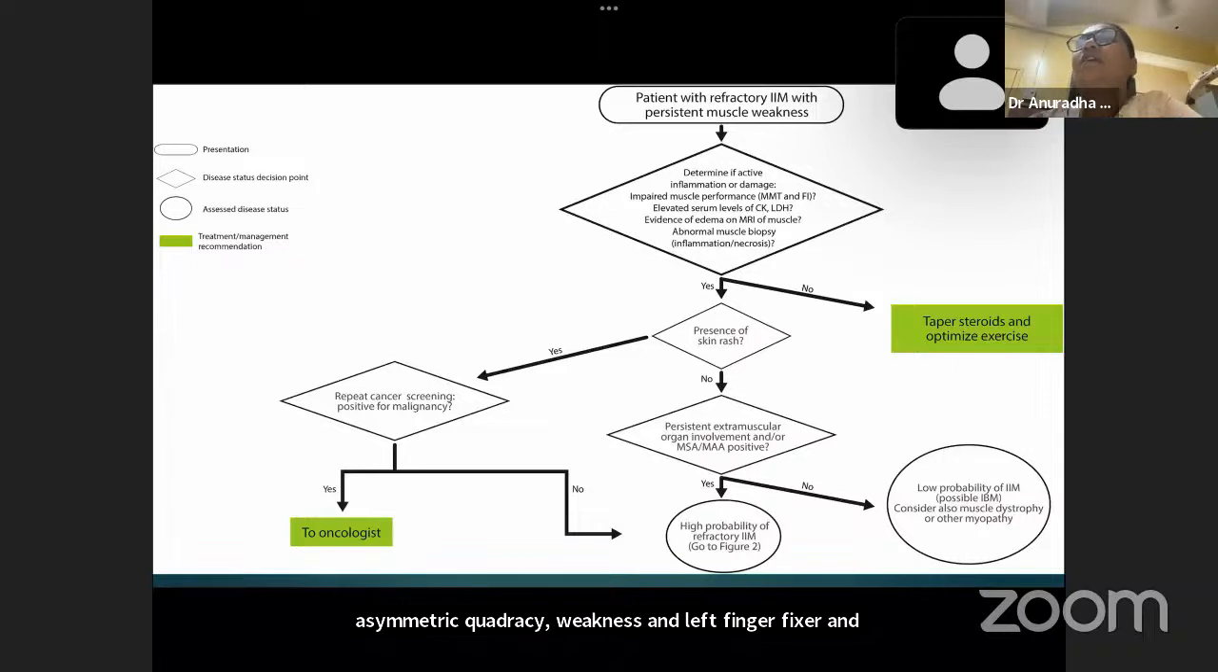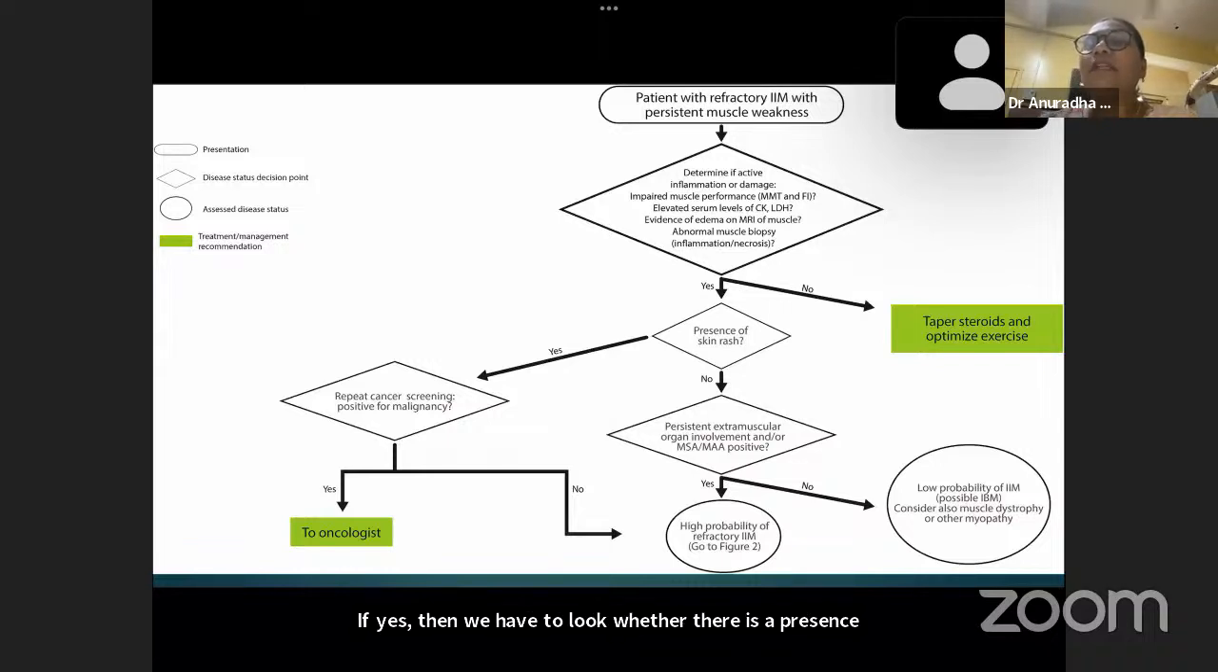This is a flow chart which will summarize the whole approach to the patient with refractory immune-mediated myopathy with persistent muscle weakness. Now, the first is to determine if it is active inflammation or damage, whether there is impaired muscle performance, elevated enzymes, evidence of edema on MRI of the muscle, and whether there is abnormal muscle biopsy. If all these things are not there, we can consider tapering steroids and optimizing the exercise. If yes, then we have to look whether there is a presence of skin rash or not.